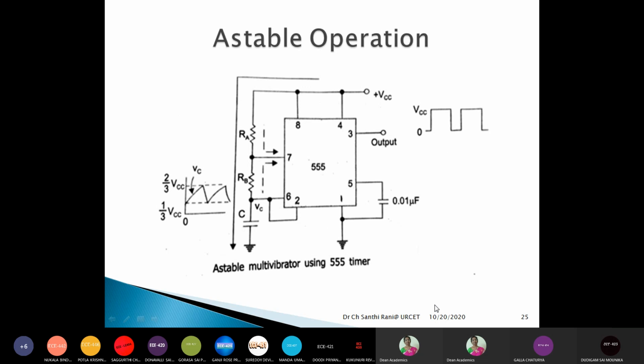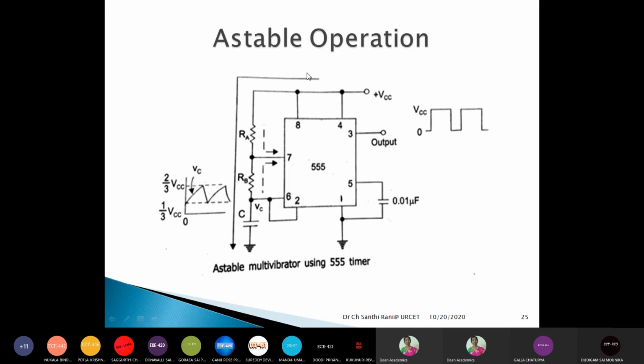Alright, today we will discuss the astable mode of operation of the 555 timer. Yesterday we discussed thoroughly the monostable mode and the functional diagram of the 555 timer. So today I am moving directly forward, because every time going back to recollect is not necessary.